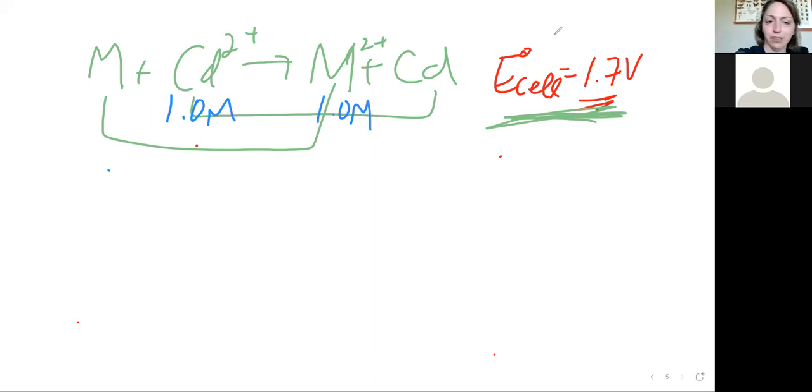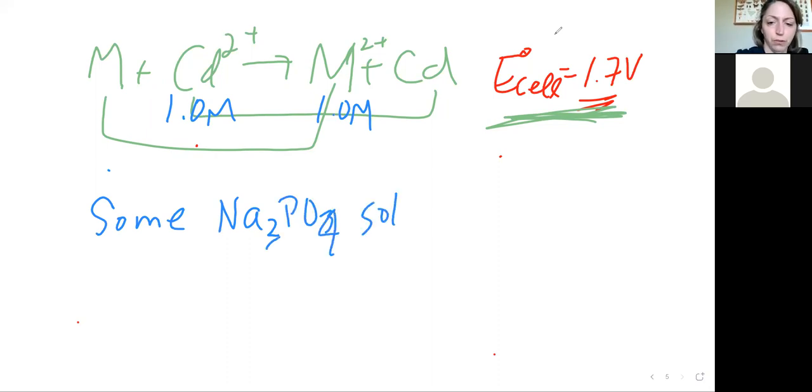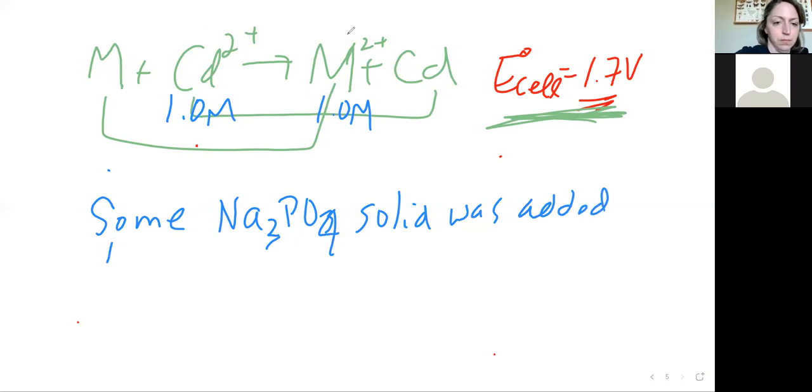How about, this is kind of creative, some sodium phosphate solution. Nope, sorry, let me clarify that. Some sodium phosphate solid was added to the reduction side, to the cathode side.